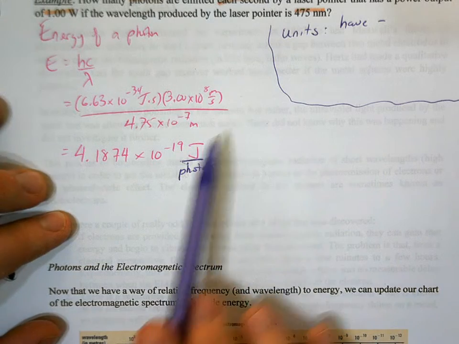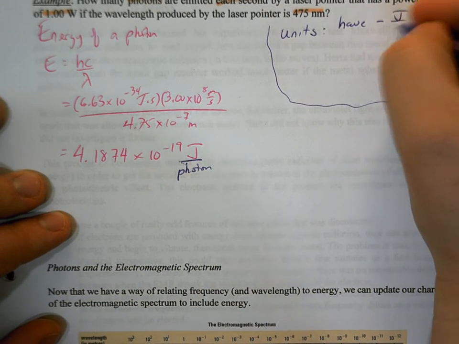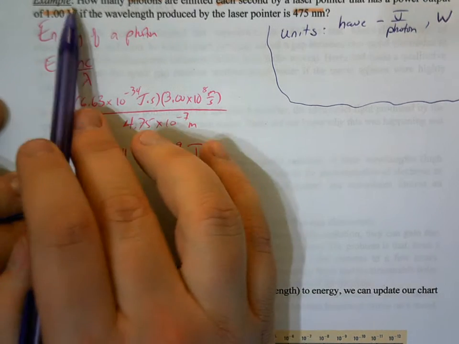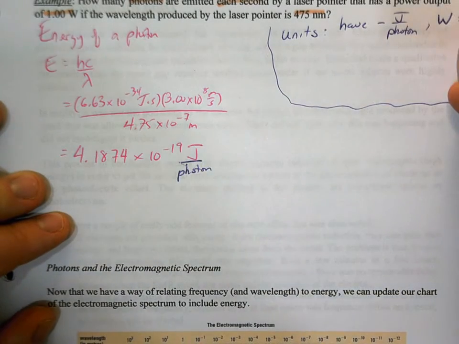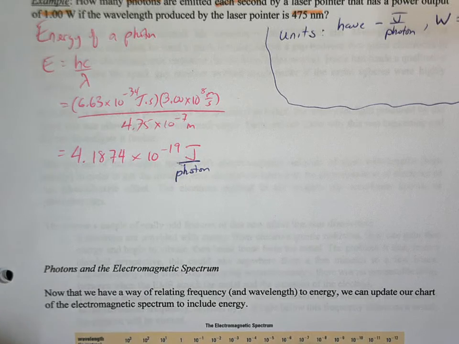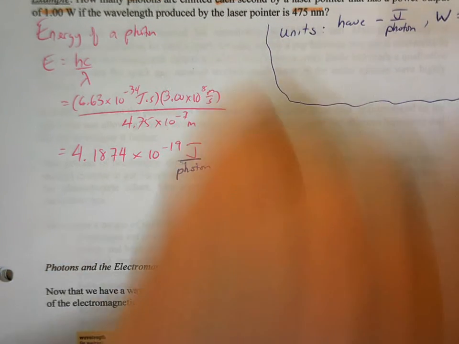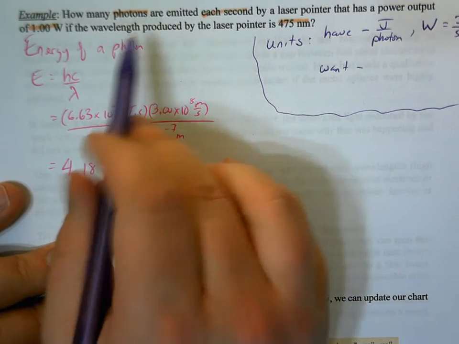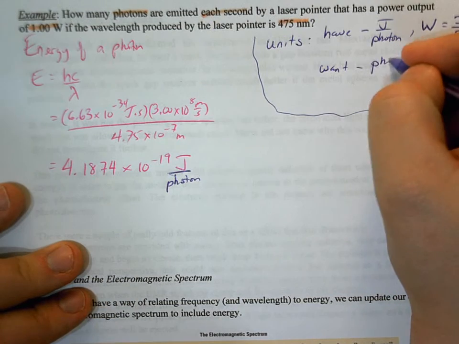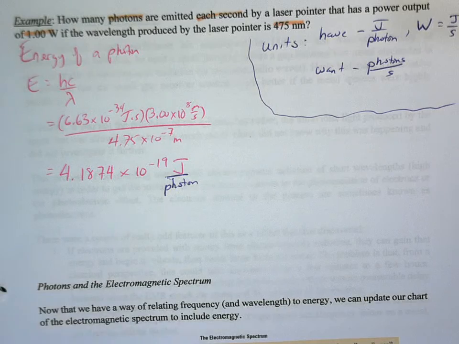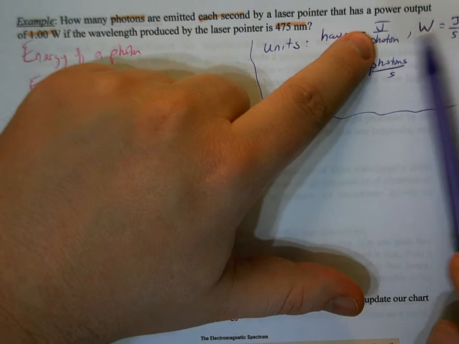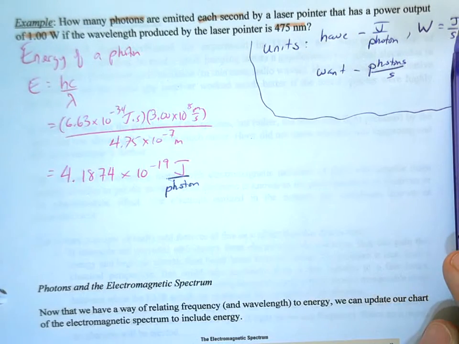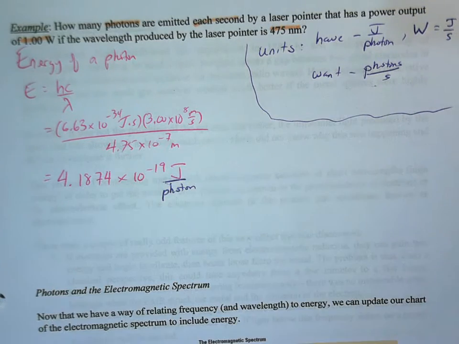what do I have for units? Well, I have something in joules per photon. And I also have a watt. Now, a watt, to recall from Physics 20, is the same thing as a joule per second. So I have something with joules per photon, and I also have something with joules per second. What I want is to find the number of photons per second. I have to see what I can do with these units such that when I perform a particular operation, I'm going to get photons per second.